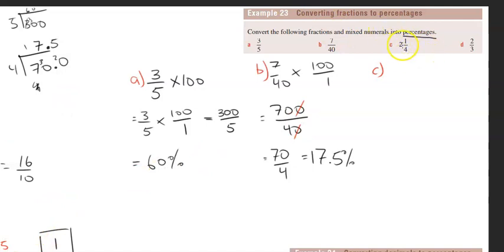For C, we have 2 and 1/4. Now, I can't multiply this by 100 without converting this mixed numeral into an improper fraction. To turn this into an improper fraction, we know it's going to be something over 4. We take the whole number and multiply it by the denominator, 2 times 4, which is 8, and then add the 1, which is 9. So 9 over 4 and 2 and 1/4 are the same thing. And then with this, we times it by 100 over 1. This would be 900 over 4.